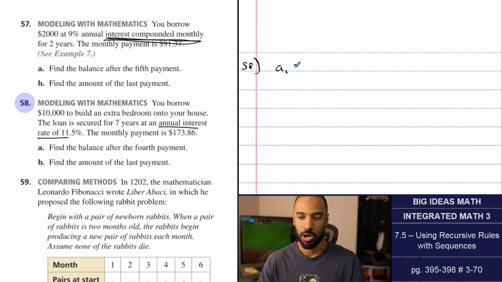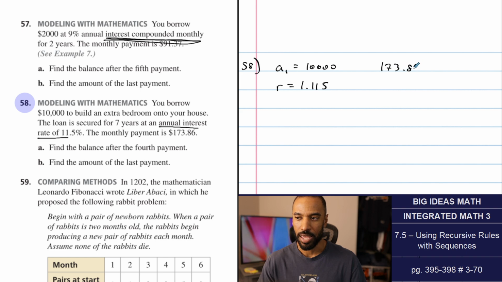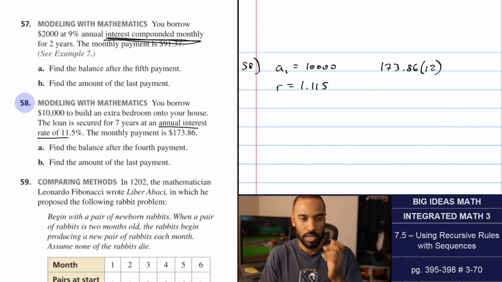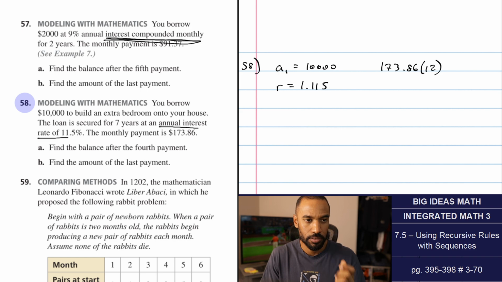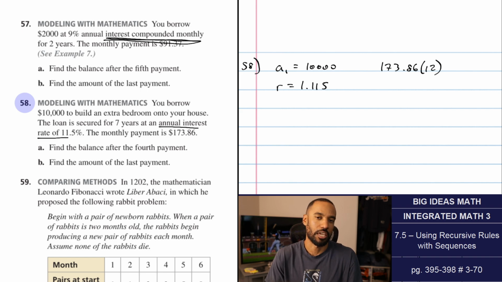The first term is 10,000. This is 1 plus the 11.5% like that, if annually. And 173.86 times 12 is how much I pay in the year. They're monthly payments. Let me pause and think about which way I want to do this. Hold on a second.